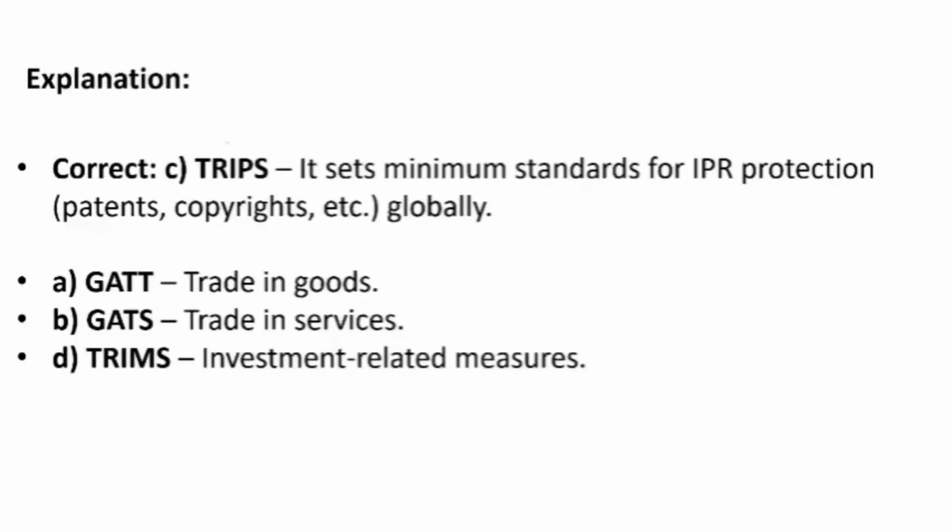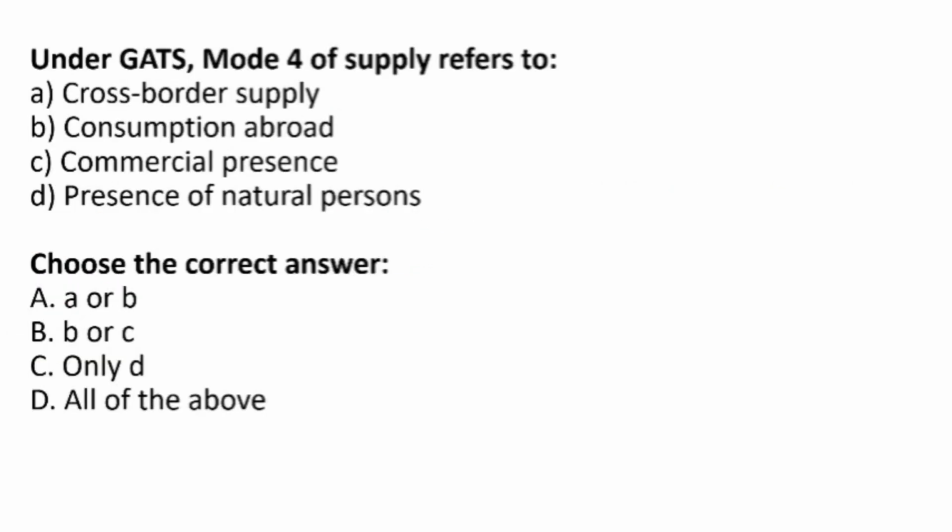Clear? TRIPS sets the minimum standards for IPR protection, patent, copyright, GI, and so on, globally, right? GATT is trade in goods, GATS trade in services, and TRIMS investment related measures. Clear? Next, under GATS, mode 4 of supply refers to cross-border supply, consumption abroad, commercial presence, presence of natural persons. We have discussed this in the previous questions, right? So the right answer is only D, that is presence of natural persons.